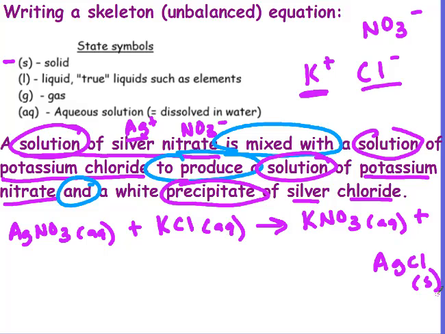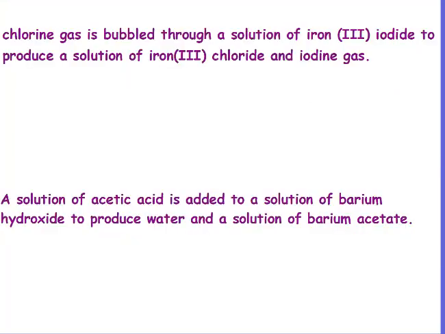So normally that would all be written on one line. I just ran out of room, which is why I wrote it underneath it. So that's our skeleton equation. Skeleton meaning unbalanced equation. Tomorrow we'll worry about balancing, making sure that we have equal atoms on both sides. Go ahead and try this top one on your own. Restart when you have that top one done.